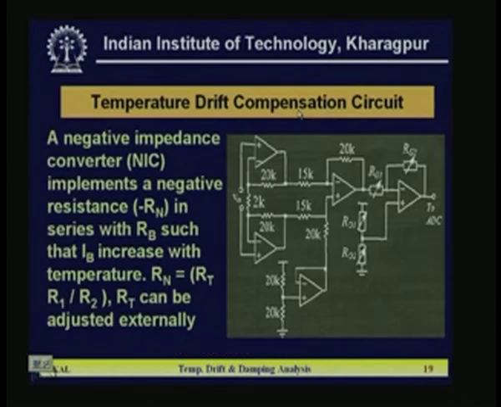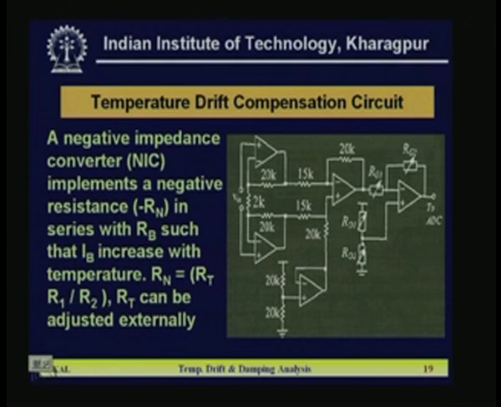Another temperature drift compensation circuit is also shown here, which uses a negative impedance converter, NIC. The negative impedance converter implements a negative resistance minus Rn in series with Rb, such that IB increases with temperature, where Rn equals RT R1 by R2, and that RT can be adjusted externally. That means the resistance value which is going to increase with temperature can be reduced by connecting a negative impedance inverter. That negative impedance inverter is designed with the help of the circuit shown here.